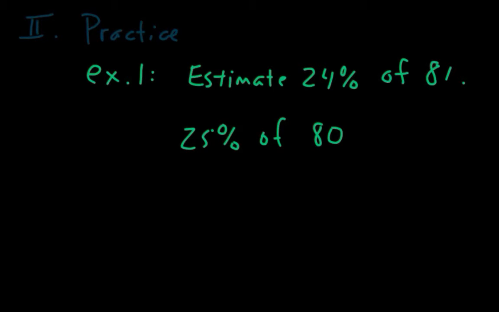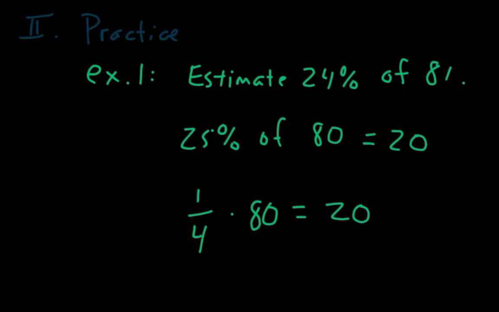Anybody do that one in their head? $20, nice. Do you agree 25% is 1/4? That's another way to do it. You could say, well, 25% is 1/4. So you have 1/4 times 80, which would give you 20.